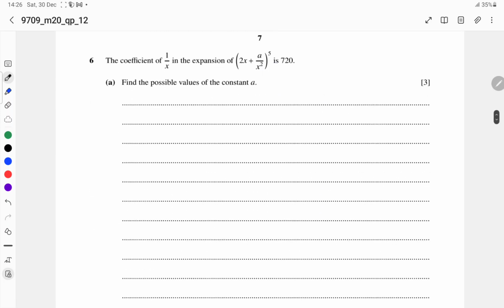So let's solve another question now, right? The coefficient of 1 by x in the expansion of this is 720. Find the possible values of the constant a, right? So we need to find the possible values of the constant a, which means that we are probably going to get a quadratic equation in solving this.